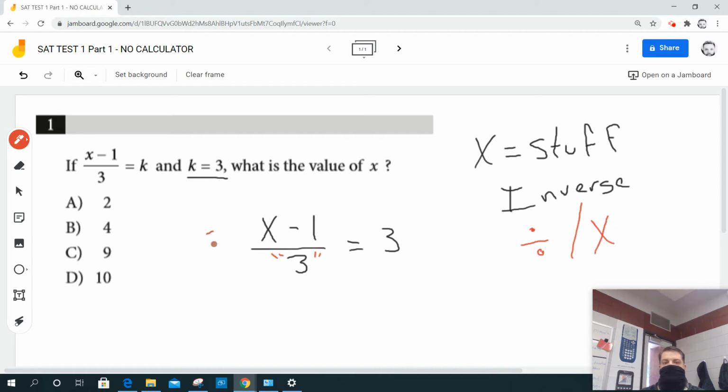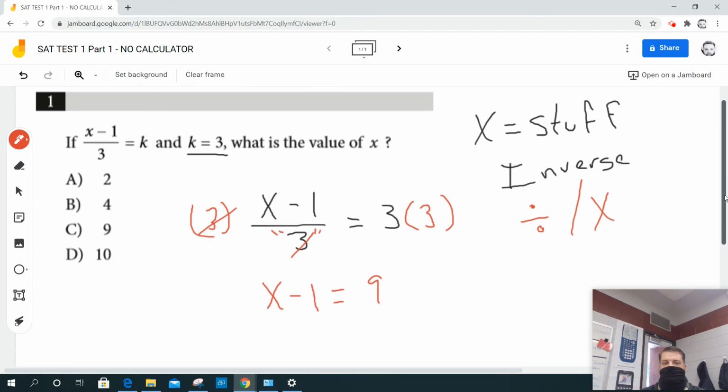So I'm going to multiply this by 3 on this side, and whatever I do on one side, I do on the other. This 3 will cancel with this 3. Really, 3 divided by 3 is 1. And that 1 times x minus 1 is just x minus 1. What's 3 times 3? 9.